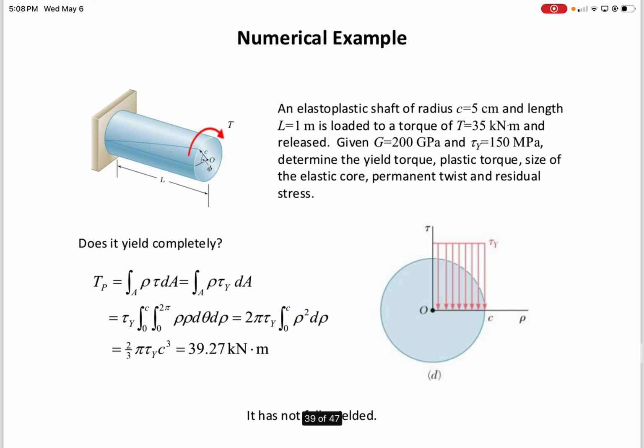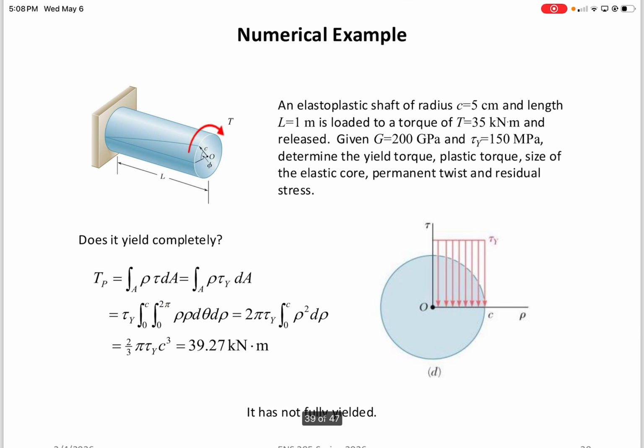From here, we ask for the plastic torque. To calculate that, we basically need to calculate what the torque would be assuming full yielding of the cross section. So what we need to do is integrate the shear stress times the area multiplied by its radial position. In other words, just integrating over force times perpendicular distance. We end up with a double integral of the radial position with respect to the angular position times the radial position.